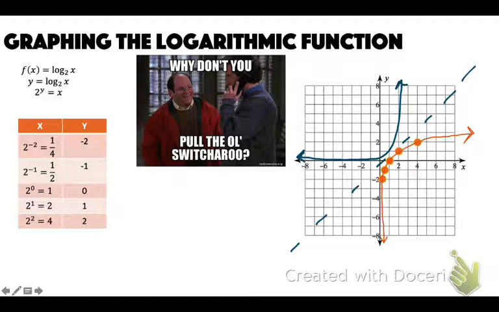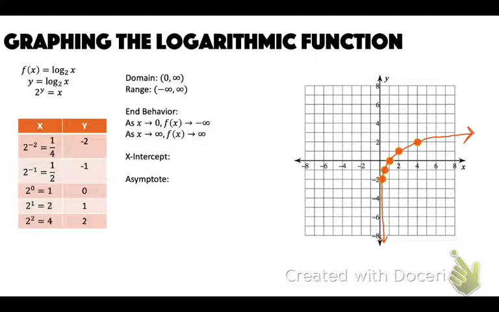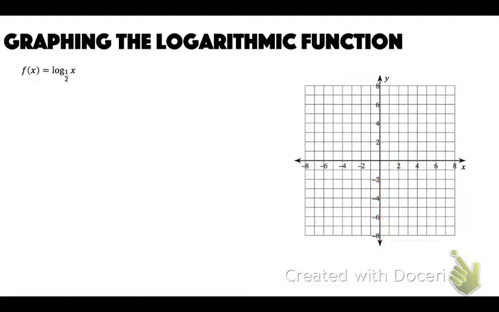Okay. So let's see. Now the domain here is 0 to infinity. Range is negative infinity to infinity. Now, end behavior. The left end of this is going towards 0, which is why as x goes to 0, f of x is going to negative infinity. And as x goes to infinity, f of x goes to infinity. Our x-intercept is (1, 0), and our asymptote is x equals 0. Cool? Let's do this one.